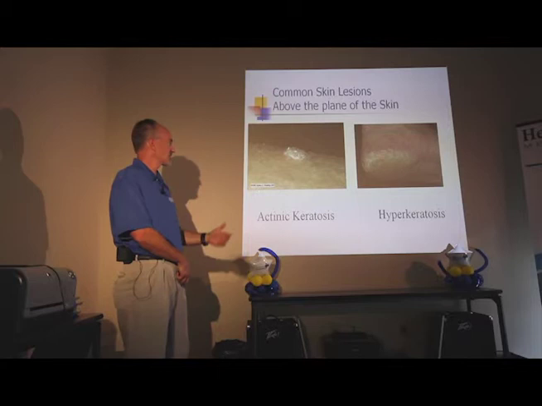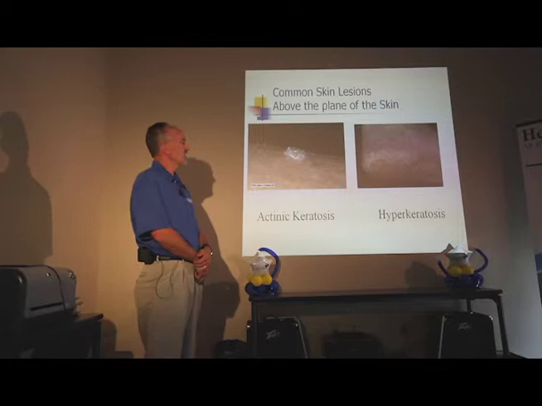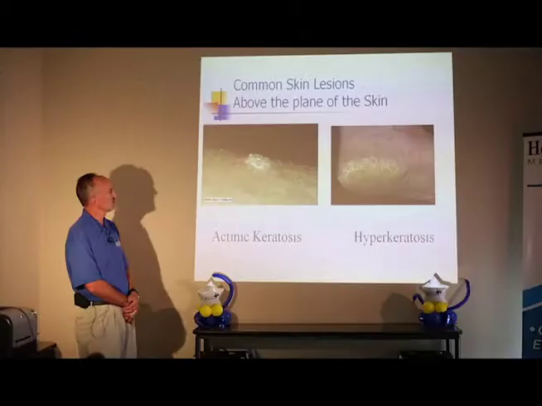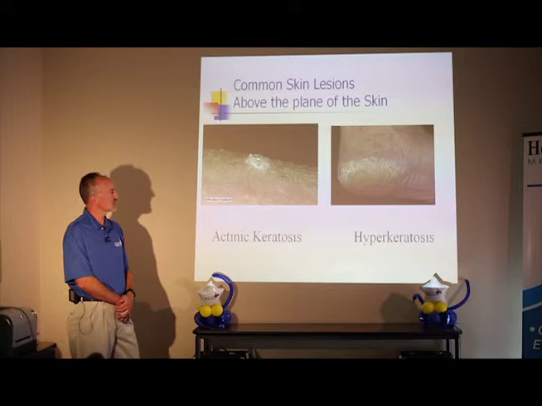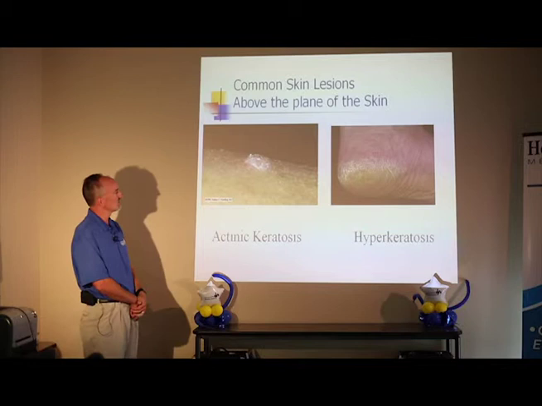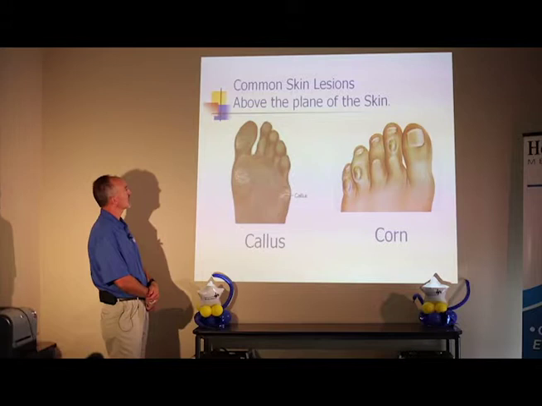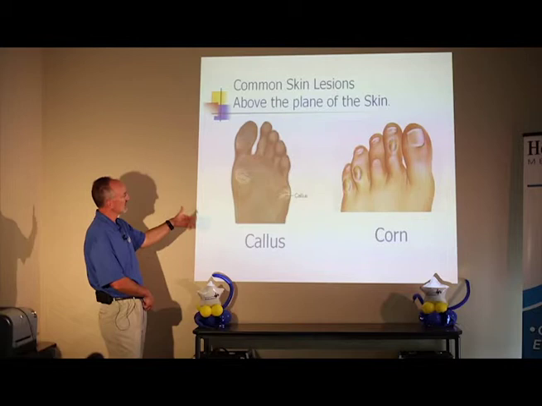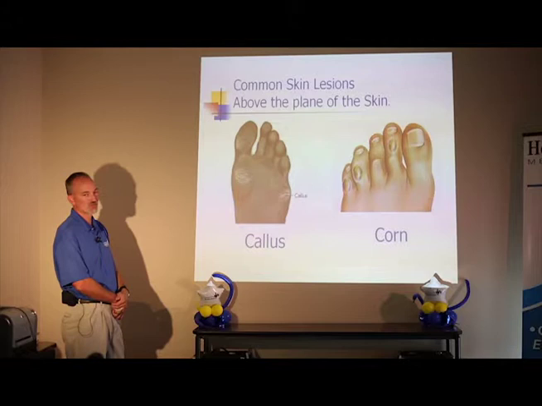The one over on the right side is somebody's heel, and it's what they call hyperkeratosis, which is basically just an overproduction of your epidermal skin, and there's no problem with that. You can usually just moisturize that and it'll go away. Other skin lesions above the plane of the skin are the calluses, which everybody's seen. That occurs more on the bottom surface of your foot, and then corns are basically a callus on the top of your foot that you could run your hand over and feel.